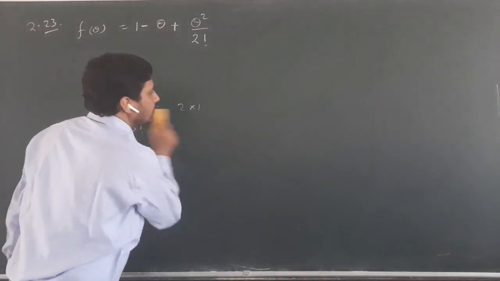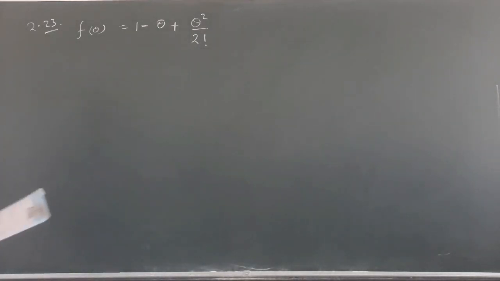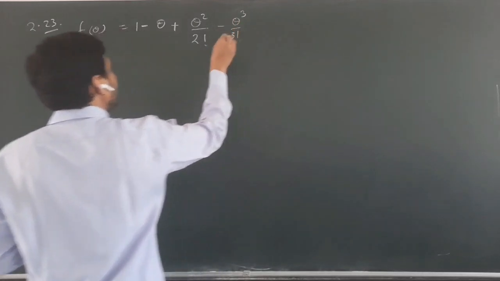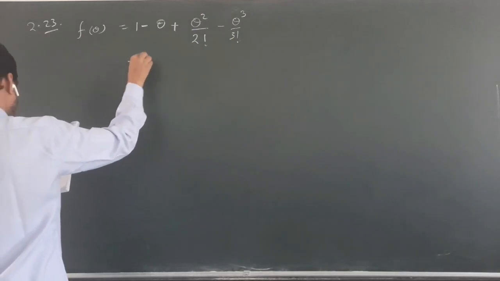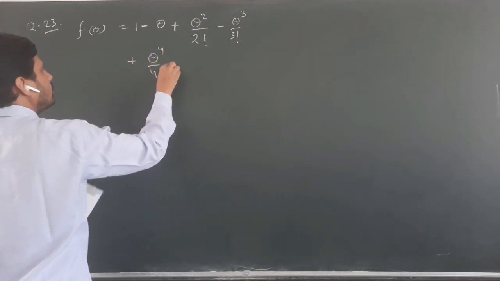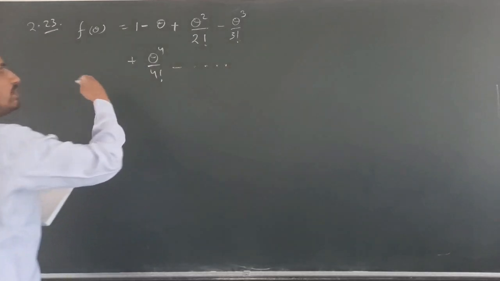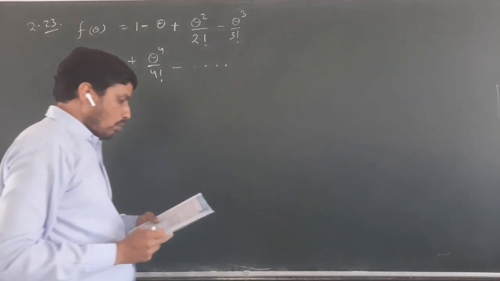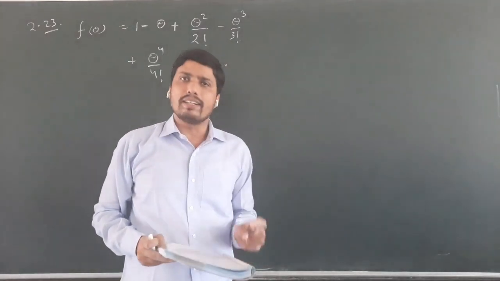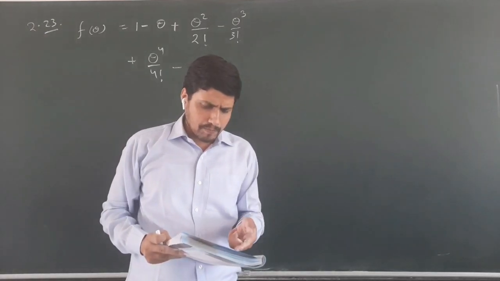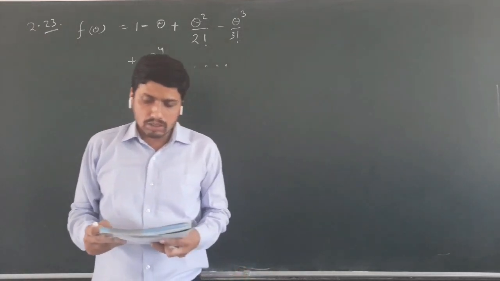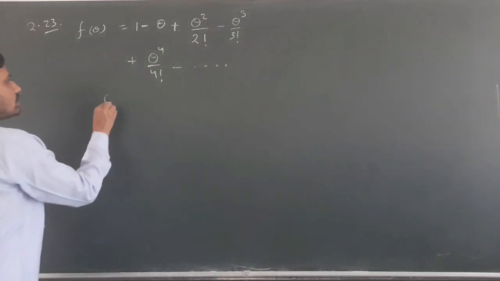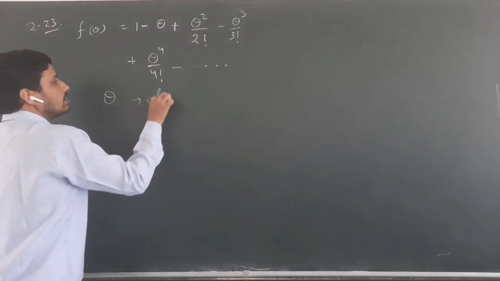So we call it factorial. So minus theta cube by factorial 3 plus theta power 4 by factorial 4 minus and so on. It is an infinite series. The question they are asking in this is: why is it necessary for theta to be a dimensionless quantity? Why should theta be dimensionless?